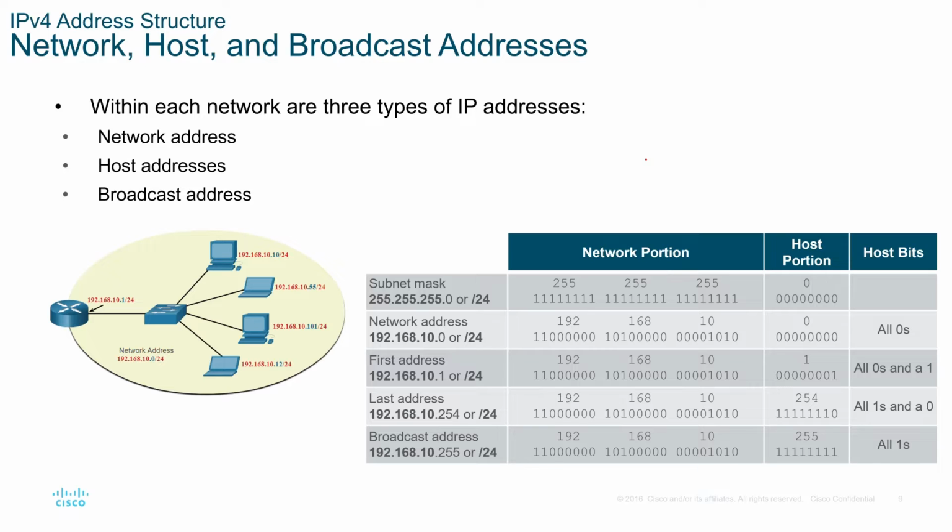Within each group or network, we have 3 main types of addresses. When the host portion is all zeros, that is referred to as the network address, or sometimes referred to as the wire address. When the host portion is all ones, that is a broadcast address. Neither the network address nor the broadcast address could be assigned to a host.